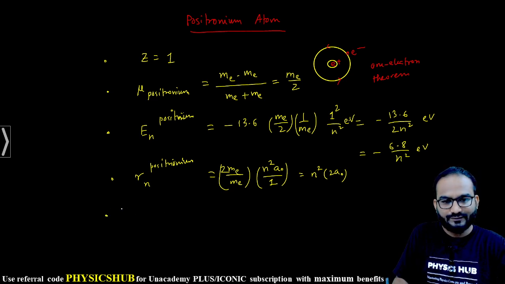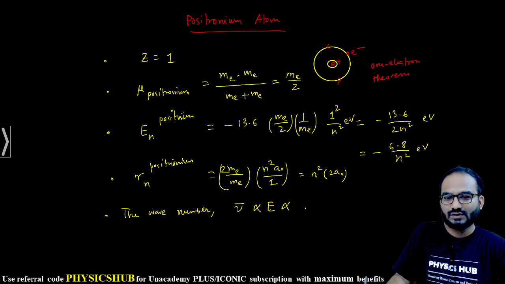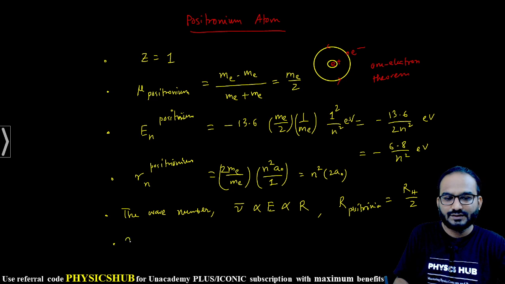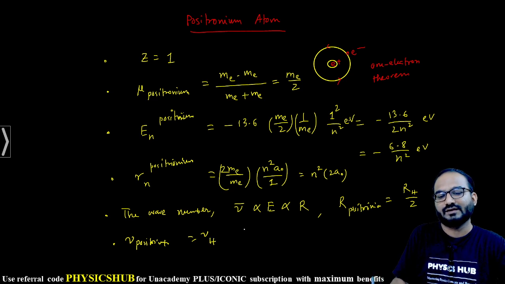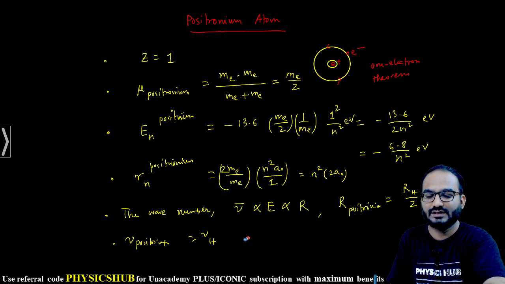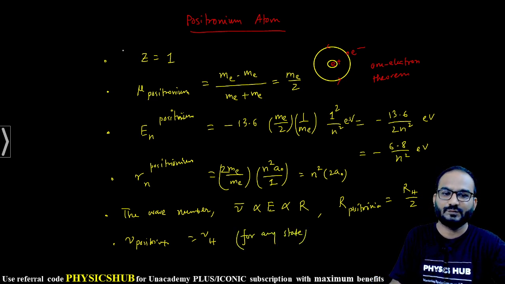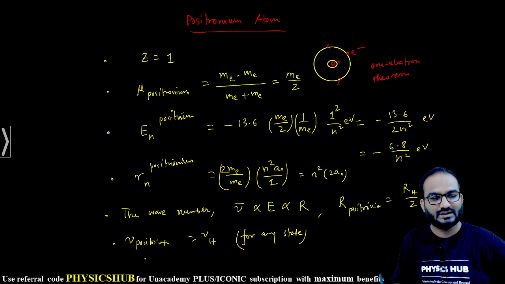Now the wave number is represented by nu bar. It is proportional to E and it is proportional to the Rydberg constant R. So the Rydberg constant R for positronium will be, because of the energy dependence divided by 2, the Rydberg constant for the hydrogen atom divided by 2. And the velocity, if you consider the positronium atom, will be the same as the velocity in the hydrogen atom for any state, whatever state you consider, n equals 1, 2, 3. In this way you can estimate the details of the positronium atom using the most generalized formula.